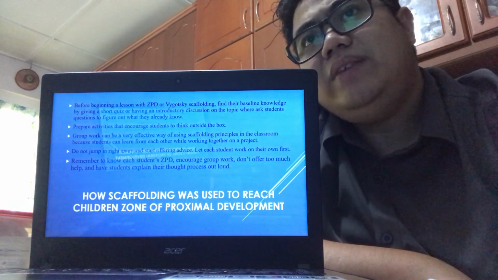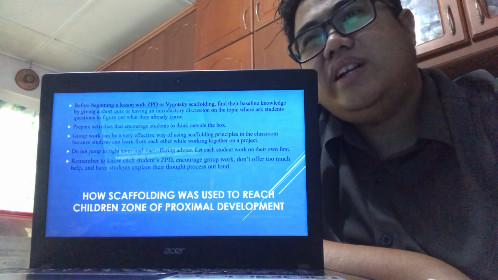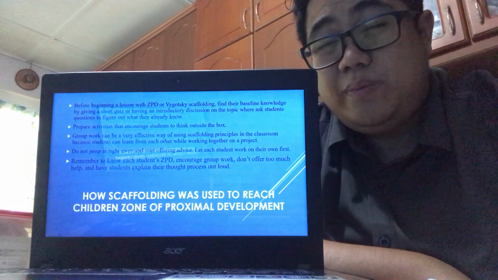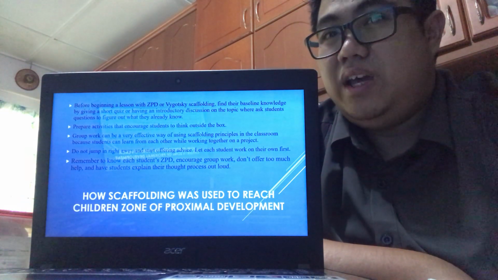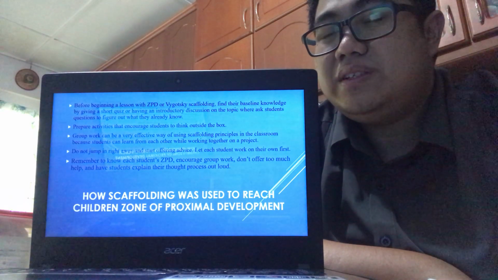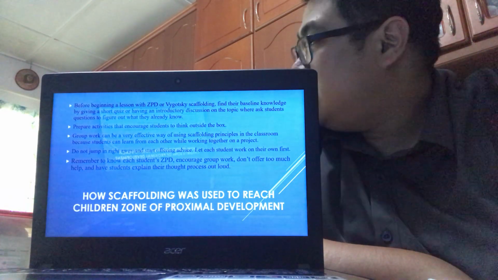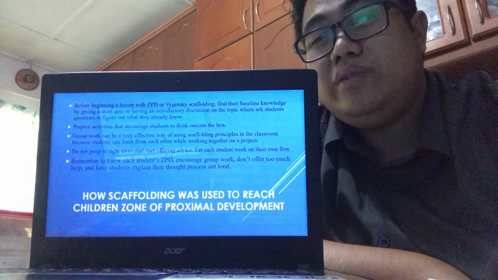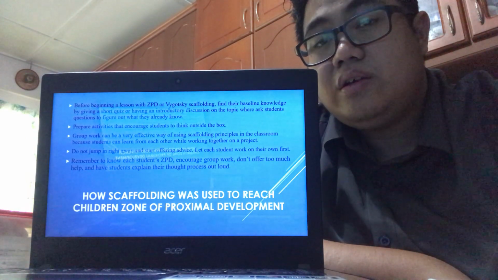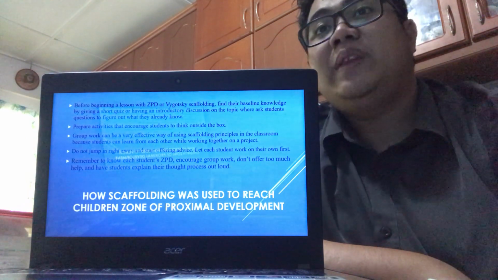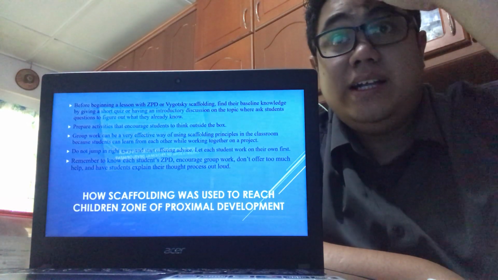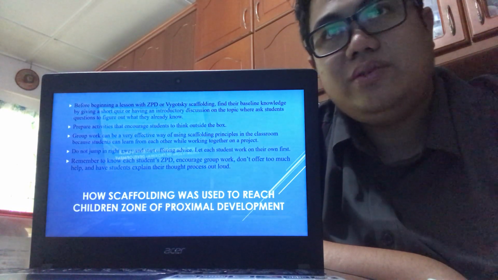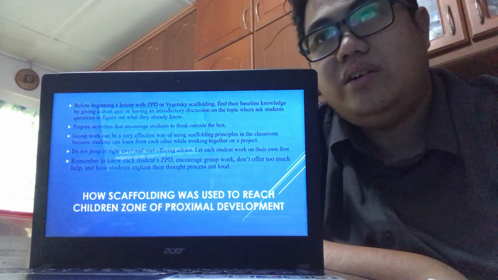And then prepare activities that encourage students to think outside the box. We can give them some activity that is a bit challenging for them, so that they will do cooperative play. Group work can be a very effective way of using the scaffolding principle in the classroom, because students can learn from each other while working together on a project.